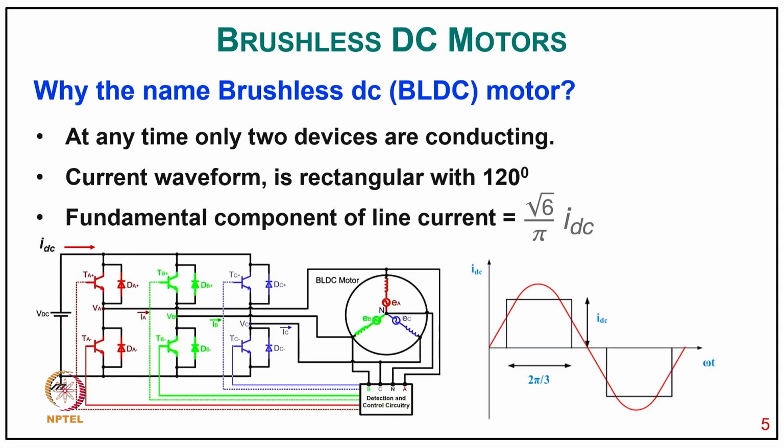Coming to the introduction, why name it the brushless DC motor? At any time only two devices are conducting, as you can see in the figure, and the current waveform is rectangular with 120-degree phase width, and the fundamental component of line current is root 6 over pi times I_DC.